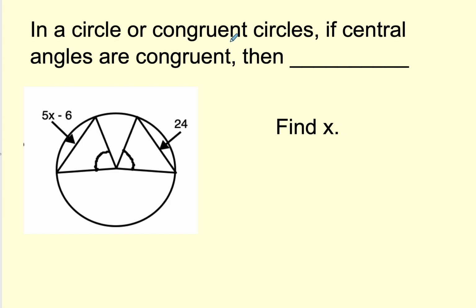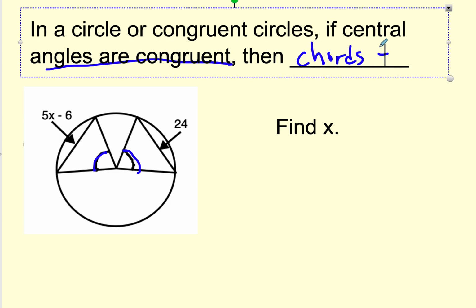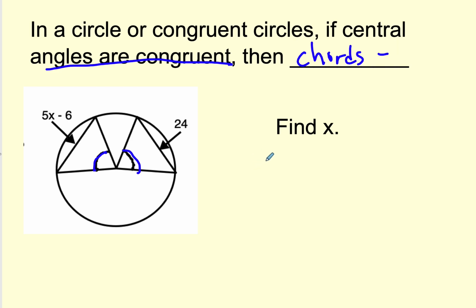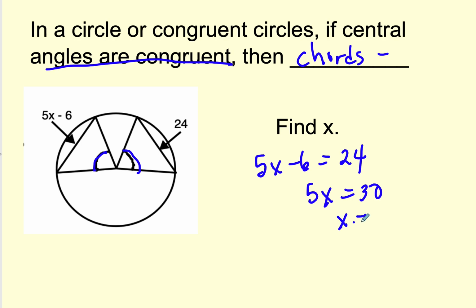Now we have central angles that are congruent. Right here we have some angles that are congruent here. And once the angles are congruent, we know that the chords are congruent. So that means I can set 5x minus 6 equal to 24. So 5x equals 30, and therefore x is equal to 6.